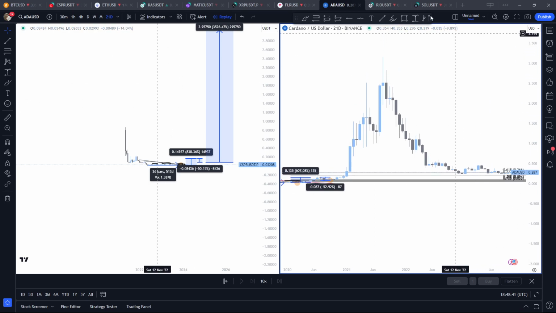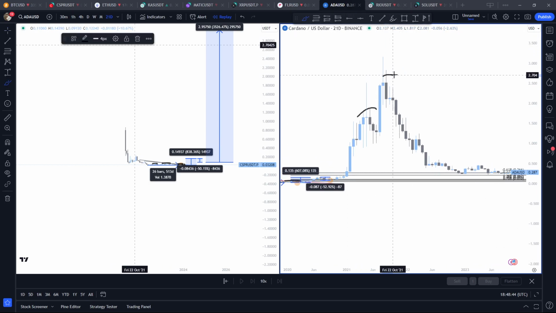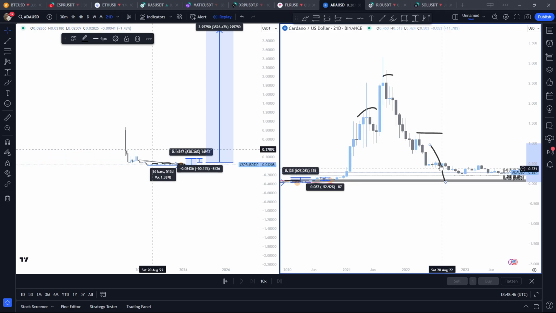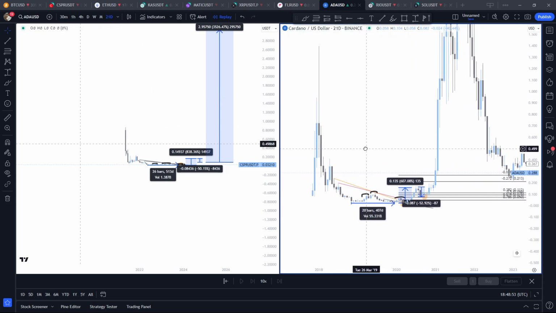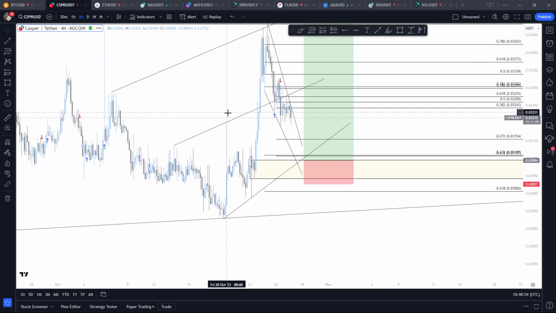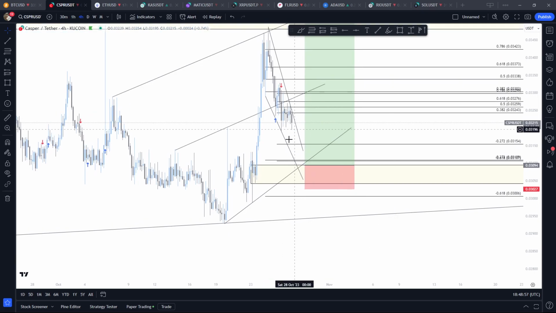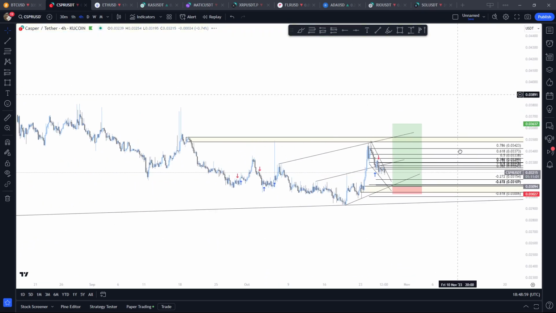Then you just go down, and then you see this. What I mean by head and shoulders, boom, boom, boom, boom, right? It's amazing to me. But for the short term, definitely this beautiful buy right here.